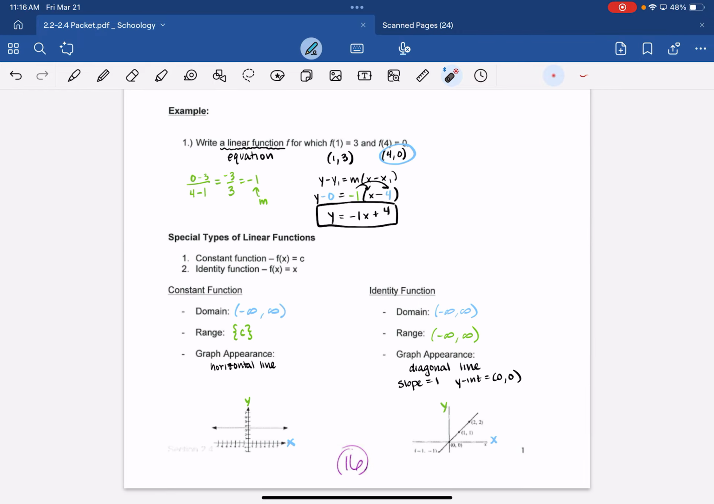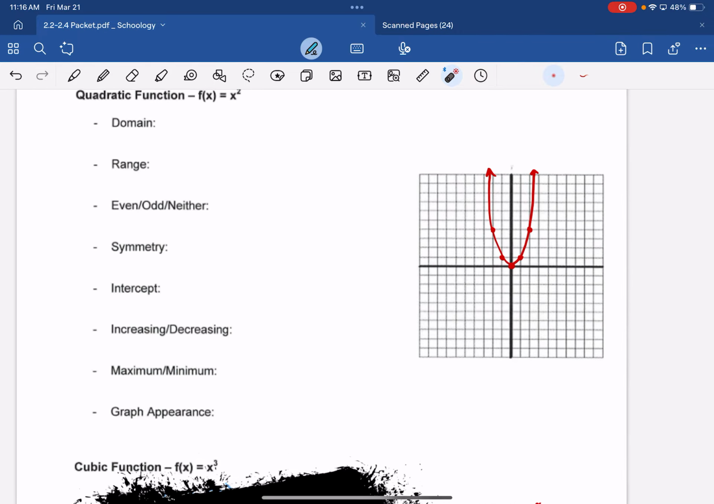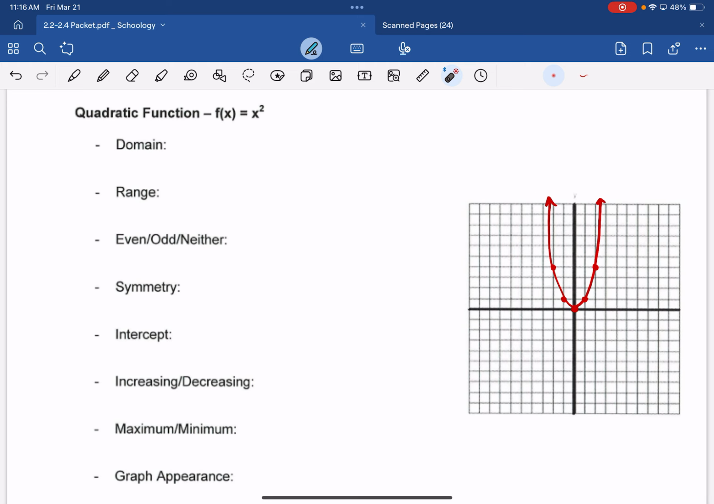Okay. All right, so now we're going to go through, like I said, a bunch of different functions today and just apply what we've been talking about this week. Here is a list of everything we've gone over this chapter. We're now going to apply finding those to each of these functions. So first we're going to talk about quadratic functions. Remember, quadratic is anything with a highest degree of 2.